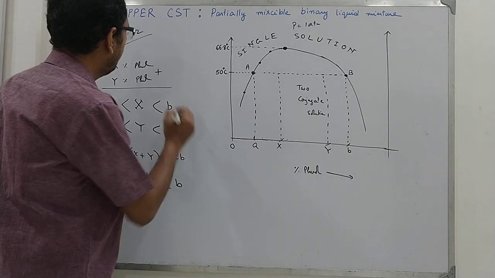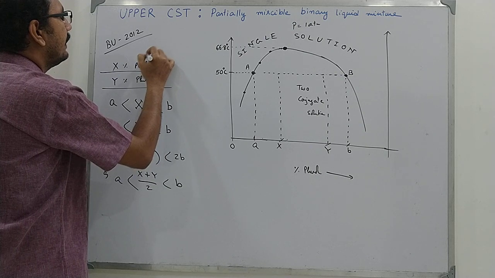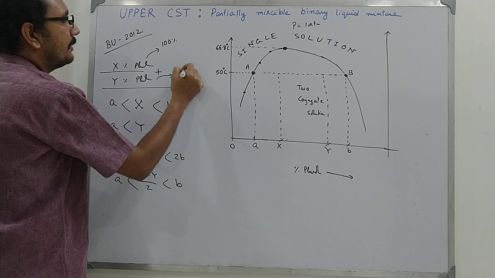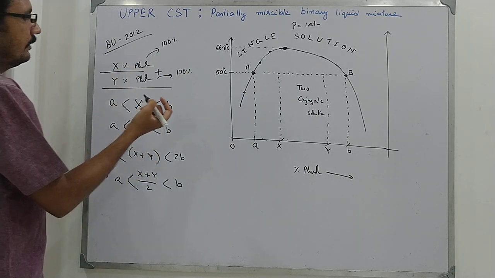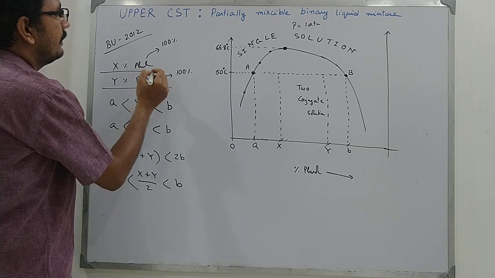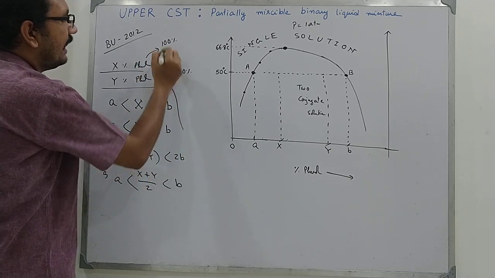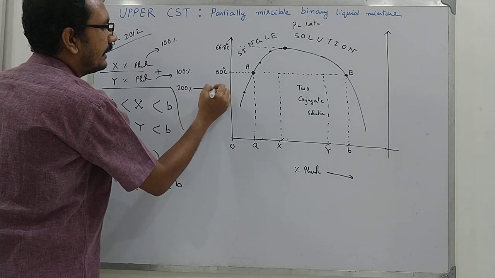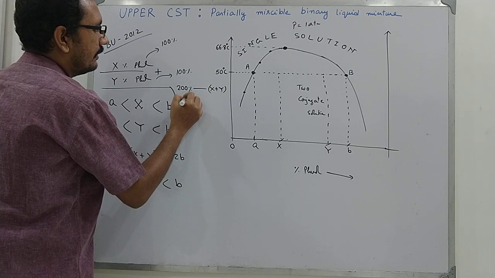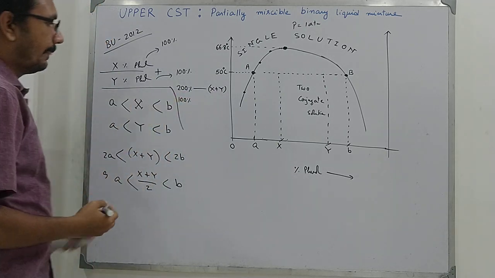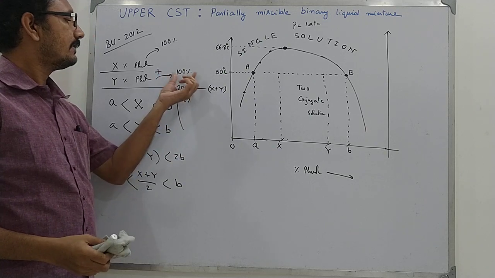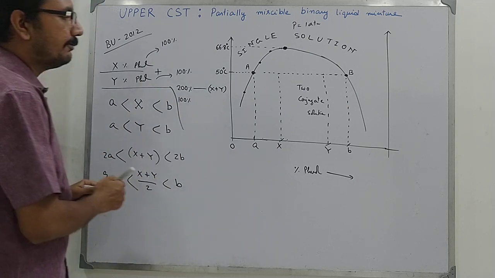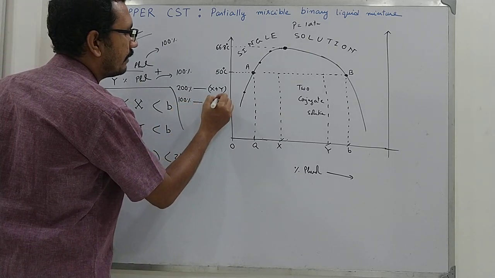Now see, if in the first vessel it corresponds to 100% and in the second vessel it corresponds to 100%, then what will be the composition of the mixture? It can be calculated like this. When we add this we get 200%. So for 200% it is X plus Y, and for 100% you must have considered the mixture to be 100%. 200% is meaningless. So what will be the resulting mixture? It will be the average of the two. So it will be X plus Y by 2.